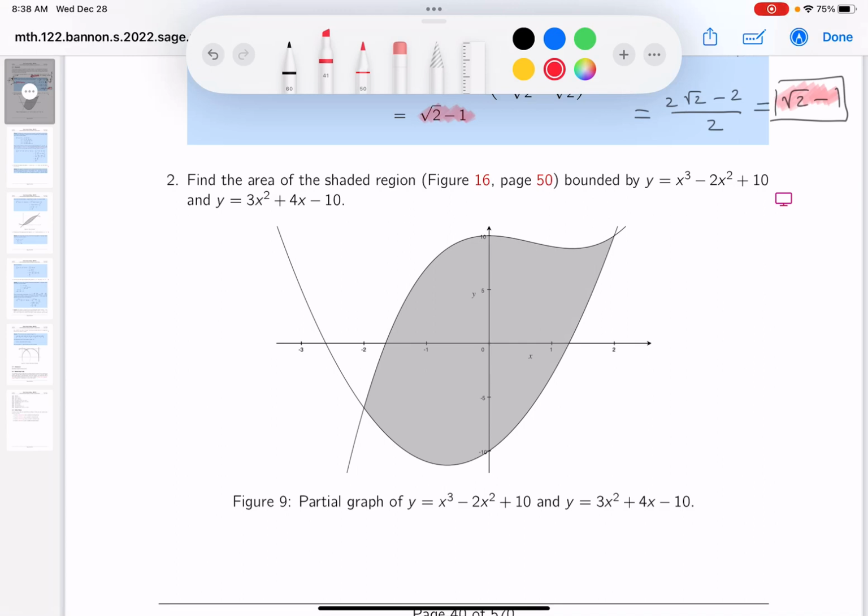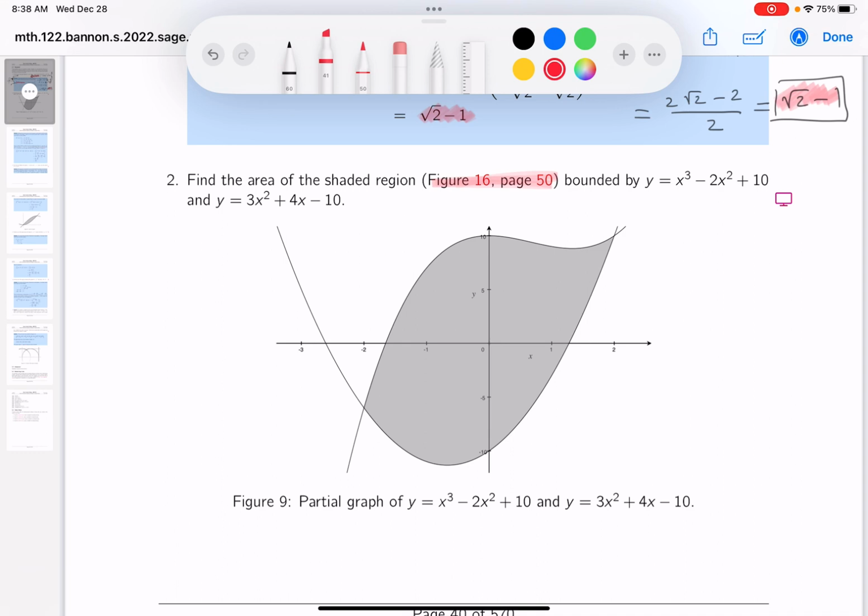Okay, we're asked to find the area, and they actually give me the figure, and I think there's a mistake in the notation up here. I got to correct this, by the way. You're not going to see this, but I will correct this. It's not figure 16 on page 50. Not sure what happened there, but I'll correct that.